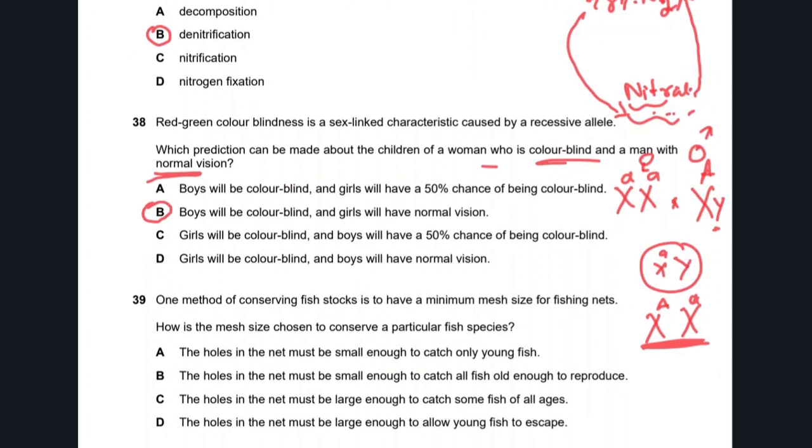Next question: one method of conserving the fish stock is to have a minimum mesh size. This is right. If the mesh size of the net is larger, then the small fish will not be trapped. But if the mesh size is smaller, all the small fish, starfish, lobster, crabs will be trapped and they will die. So the mesh size matters because it allows the fish to escape or to be trapped.